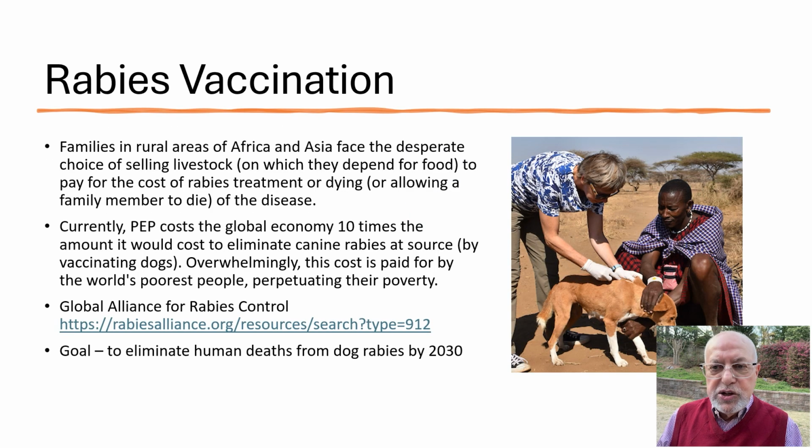Now, rabies vaccination is the best way to prevent this problem, and currently rabies alliances are all over, with many organizations, including the WHO, FAO, and one big organization called the Global Alliance for Rabies Control. I have put in their website, and I like their goal. They want to eliminate dog rabies and human deaths from it by 2030.